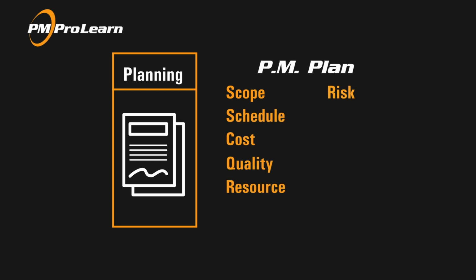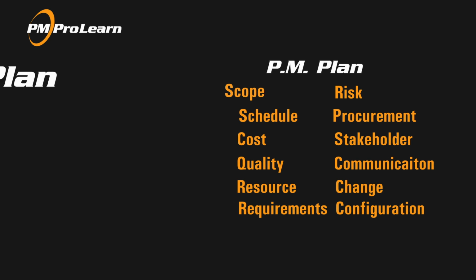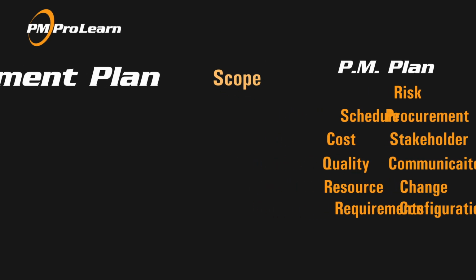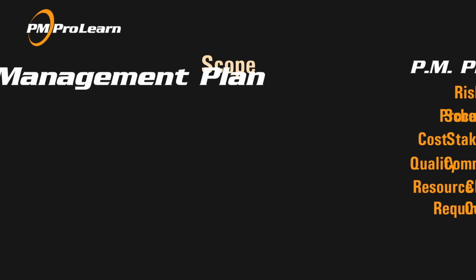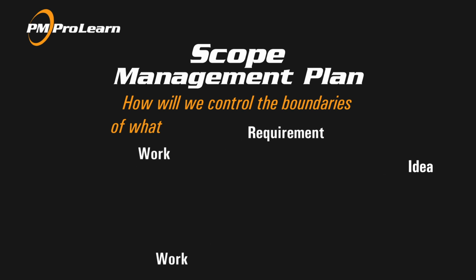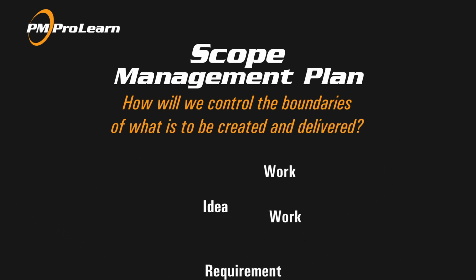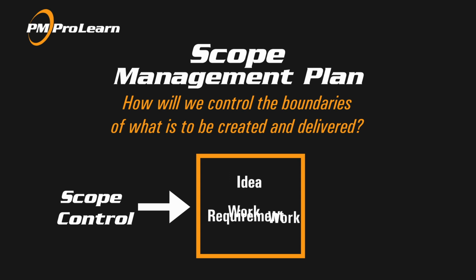The 3 baselines, scope, schedule, and cost, are made to serve as our expected results for evaluating our project progress. But before developing the baselines, we also need guidance on how to create, control, and report the developing results throughout the project. So first, we have the scope management plan. Scope management describes all the work that needs to be completed for the project to be deemed finished. Therefore, this document details how the scope will be defined, validated, and controlled.